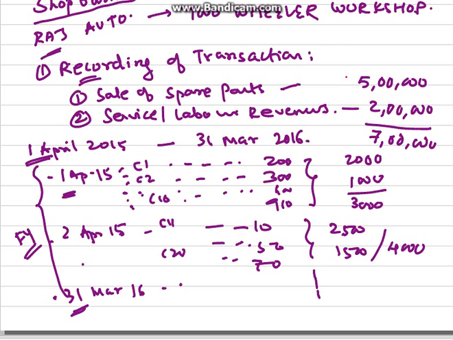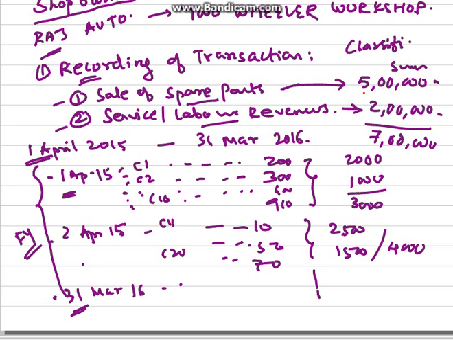Now what I did, I classified the sale of spare parts and labor revenue. The sale of spare parts was 5 lakh rupees and labor revenue was 2 lakh. This is nothing but classification, right? The two heads, one is sale, another is service. Then I did the total. This is nothing but summarizing of the transactions. 5 lakh and 2 lakh, this is summarization.